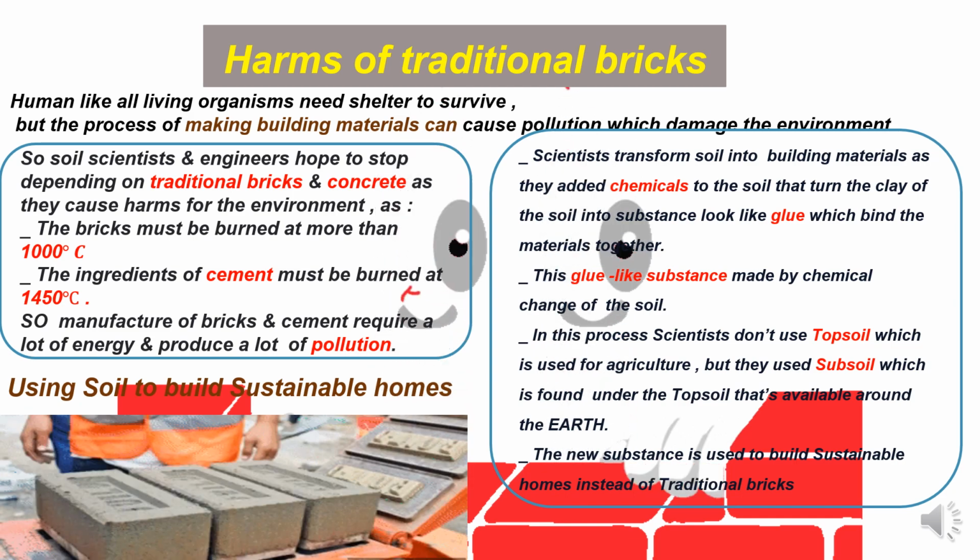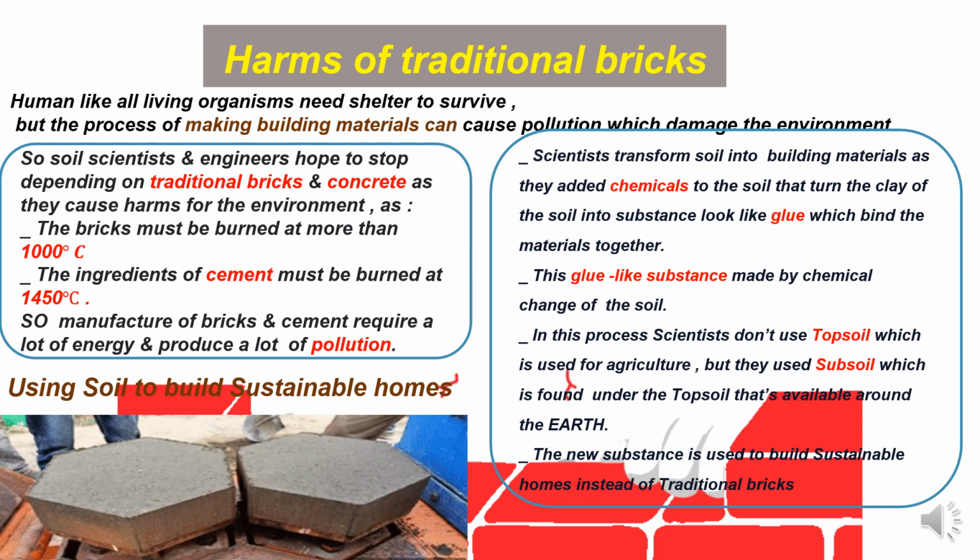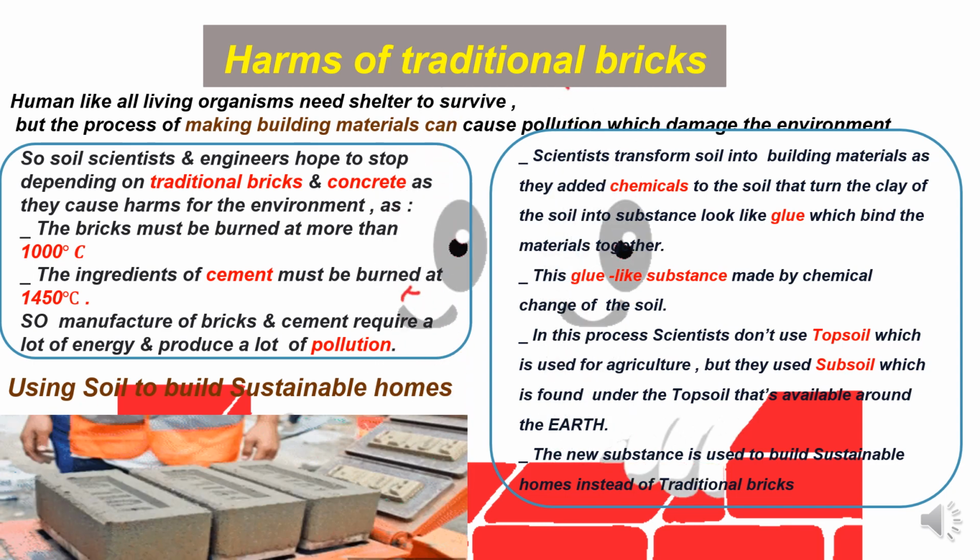So manufacturing bricks and cement requires a lot of energy, and it also takes a lot of time, and it produces a lot of pollution. So scientists use the soil to build sustainable homes, as they transform the soil into building materials. They add some chemicals to the soil that turn the clay of the soil into a glue-like substance, which binds materials together. And this glue-like substance is made by a chemical change of the soil.